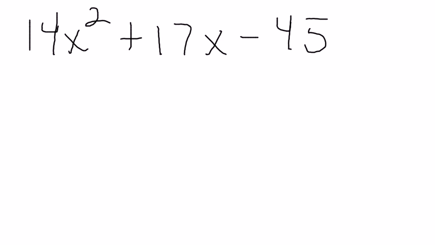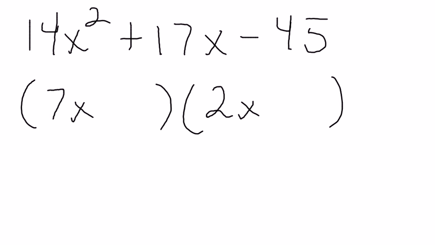Okay, so again, I can factor this. For 14, I'm going to just try 7 and 2. I can also do 14 and 1. But I'm going to try 7 and 2. I need two numbers that multiply to get 45. I could use 15 and 3. I could use 9 and 5. But I need it to combine to a 17. And I'm going to multiply 7 by whatever is over here, and I'm going to multiply 2x by what's over there. So I've got to keep that in mind.